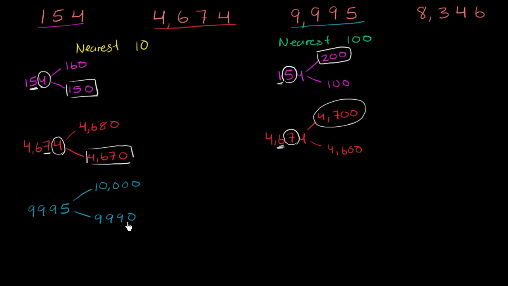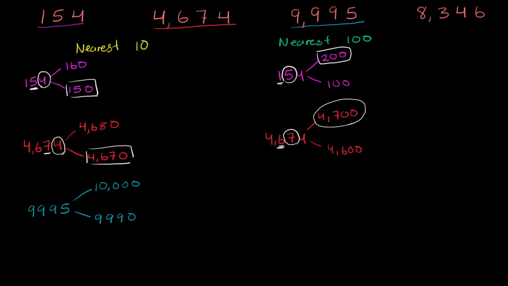You might say, hey, well, isn't this a multiple of 100? And actually, this is a multiple of 1,000. It's also a multiple of 10,000. Yeah, it's all of those. But the multiple of 10 right above 9,995 is 10,000. You just have to add a little bit to this to get to 10,000. Or the multiple of 10 below it is clearly 9,990. 10 more than that gets you to 10,000.